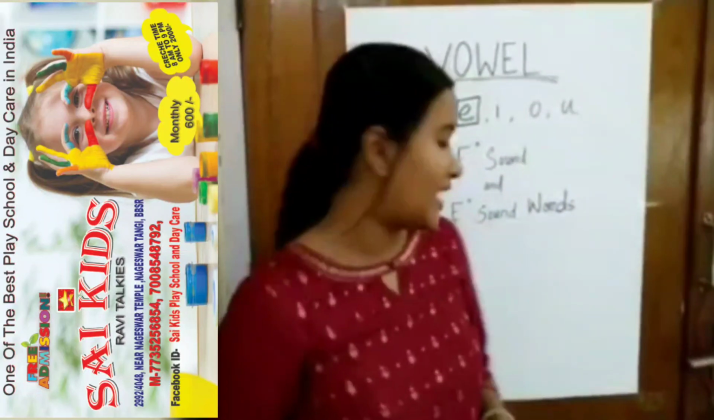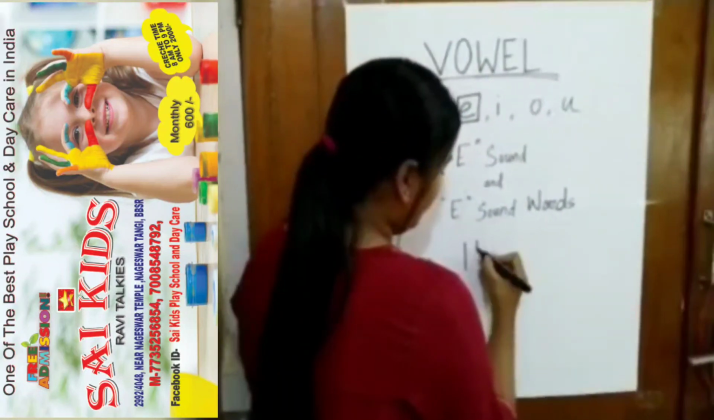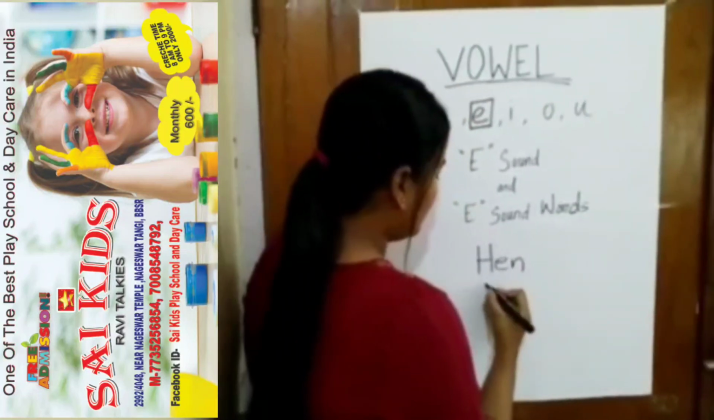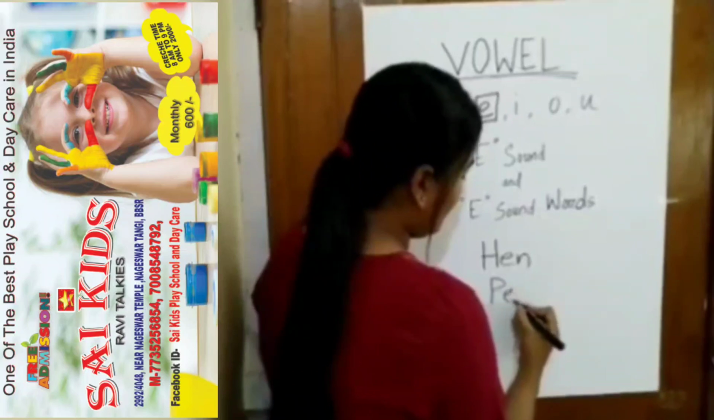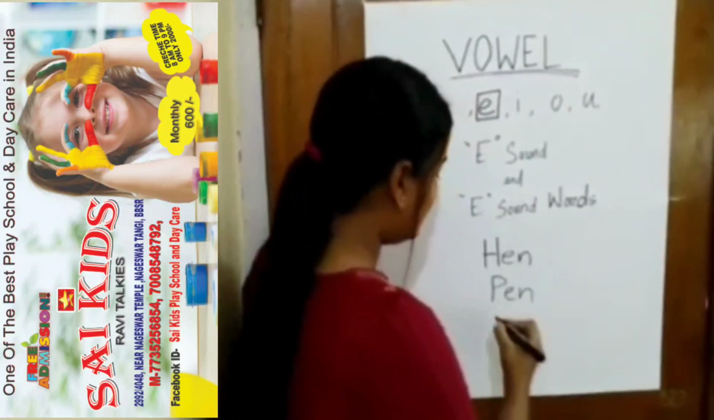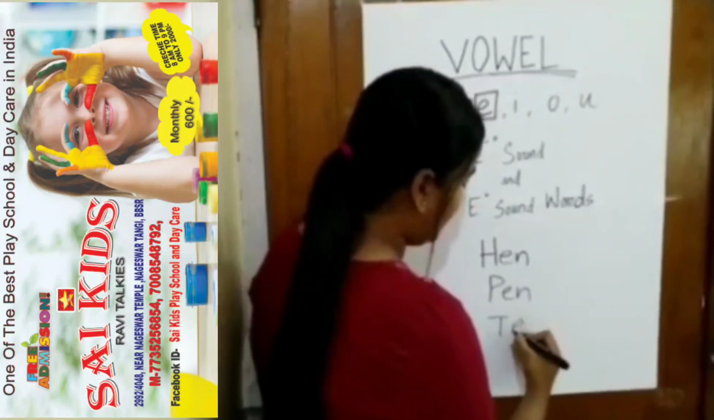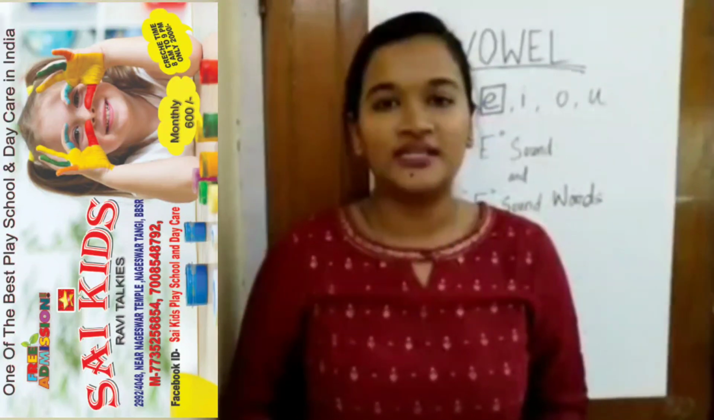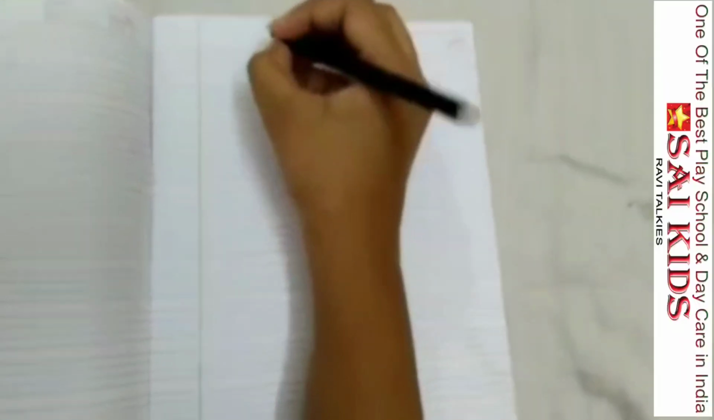So some of the E sound words are hen, H-E-N, hen, then pen, P-E-N, then ten, T-E-N. Let's start writing all the E sound words in our English copy. Let's start writing the E sound words.